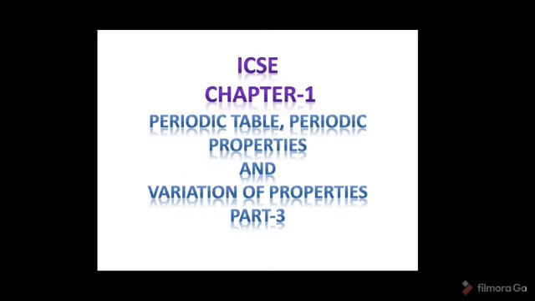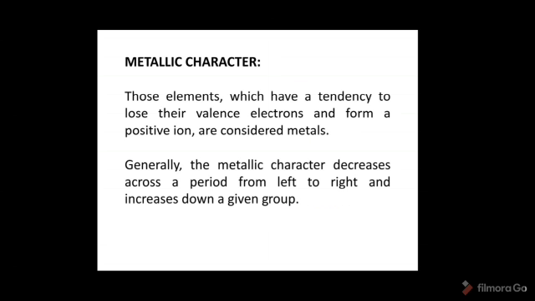Hello students. Today we discuss grade 10 chapter 1, periodic table, periodic properties and variation of properties, part 3. In previous videos we discussed atomic size and compared the size of the anion and cation with its parent atom. In this video we discuss metallic character.